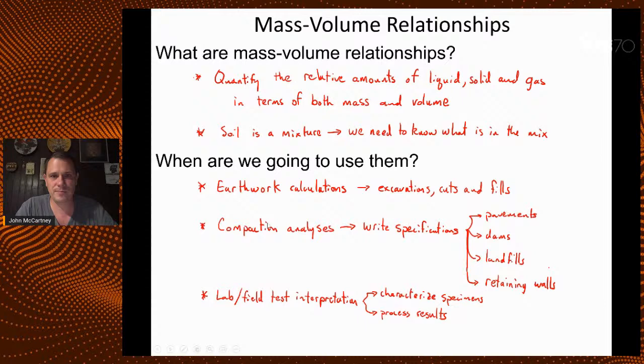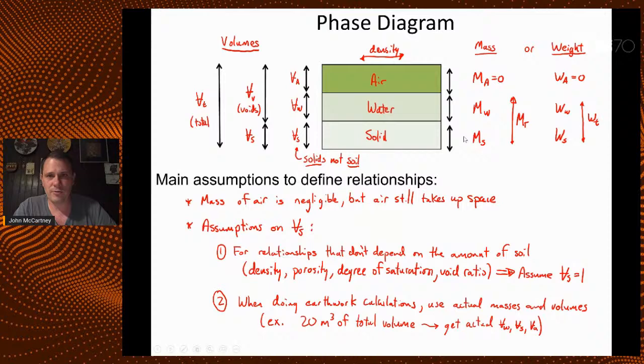I always like to use the phase diagram when I'm deriving these mass volume relationships. And I like this because I don't like students to memorize the equations. I like them to understand why we're doing this phase diagram and how we need to link the volumes of the different constituents with their masses or weights. And then we go through the different assumptions that we need to make when we're trying to derive this.